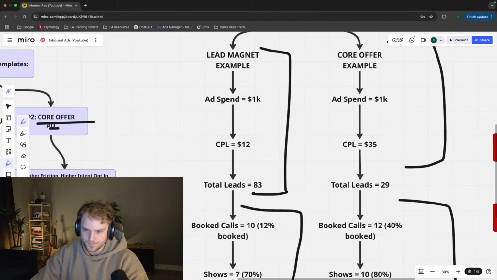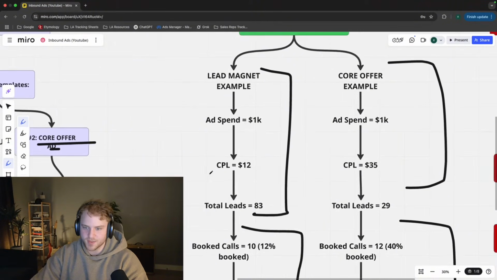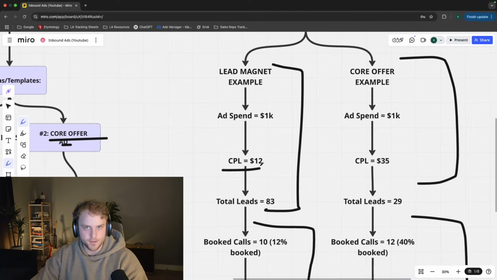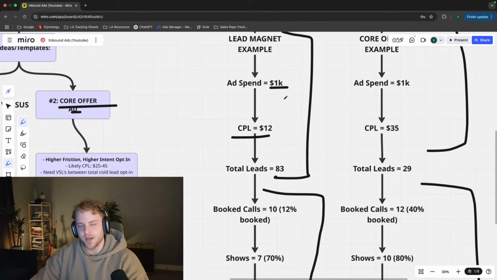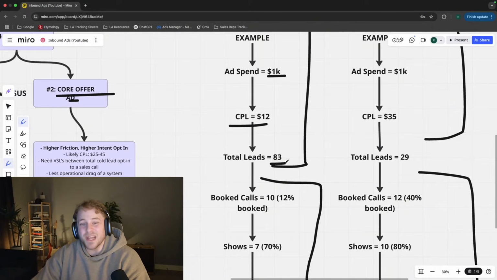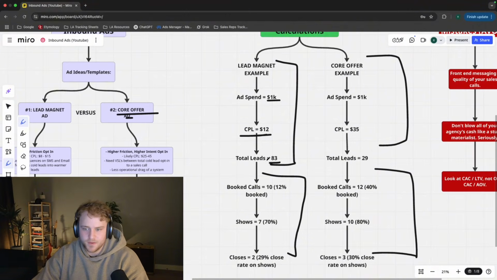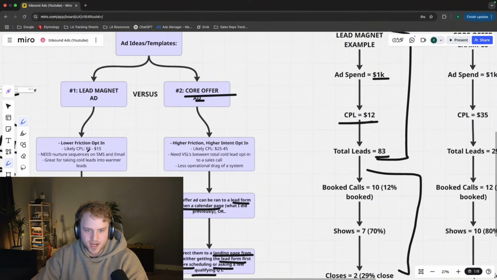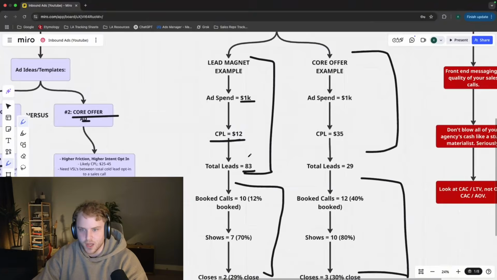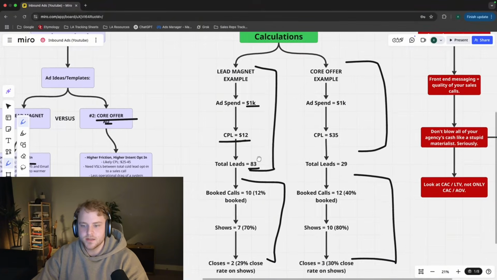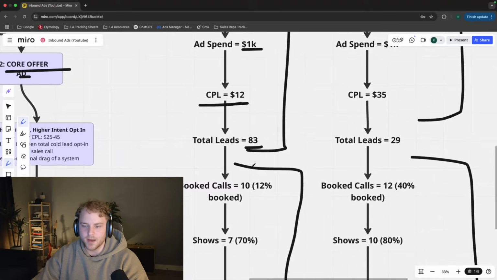So with the lead form here, like we talked about earlier, the cost per lead is going to be way lower because it's a free thing. Super, super low cost per lead. And let's say we have an ad spend of $1,000. We're going to get maybe about 83 leads from that if the cost per lead is around $12. And that's realistic. Very realistic. As you can see here, it's about $8 to $15 most likely for a free thing, a free lead magnet. So let's say we get 83 leads from that.